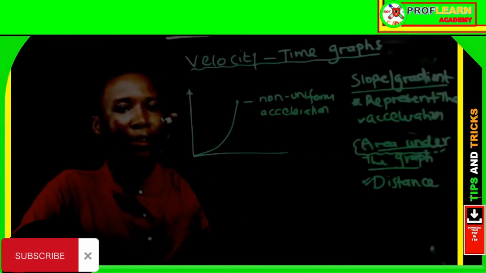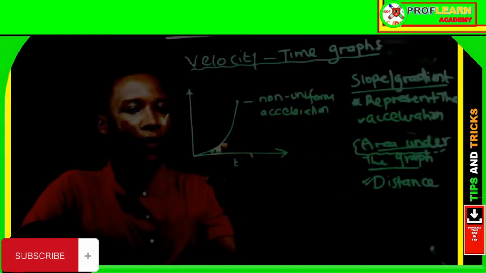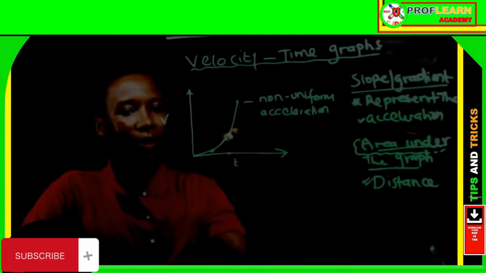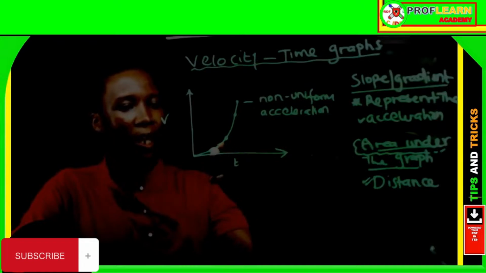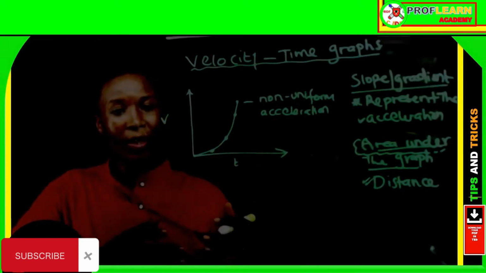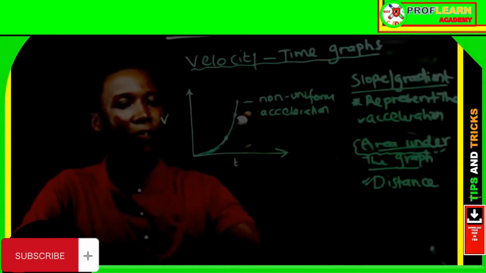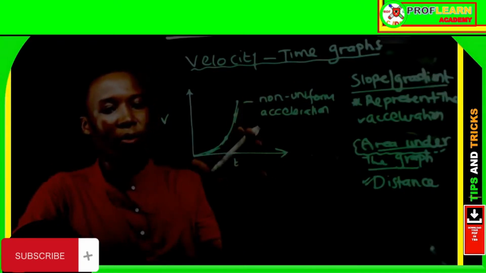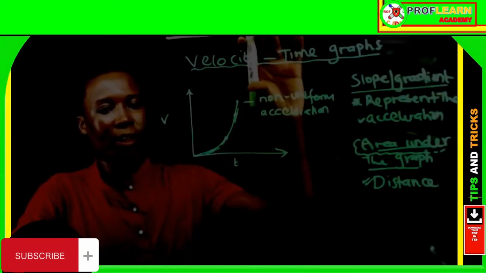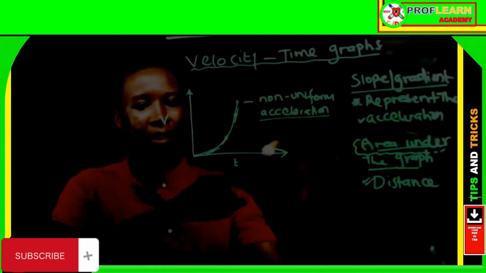Because if this is our velocity time graph, the gradient at this point will be different. If you work out the gradient at this point, it is different, and the gradient at this point will be different. And you see now, when you are given a curve, to find the gradient of a curve, you are going to work out the tangent of the gradient at those given regions. And you can see now the lines are becoming steeper and steeper. Now that's why we are saying it's non-uniform acceleration.